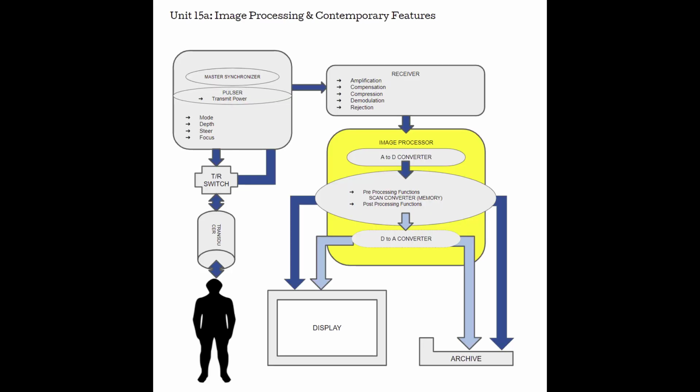In Unit 14, we learned that the image processor is home to the A to D and the D to A converters, as well as the scan converter. We also briefly covered the concepts of pre- and post-processing. Unit 15 has been split into 15A, where we're going to learn about the different image processing features and contemporary features, and 15B, in which we'll learn about image processing features and their effect on spatial, contrast, and temporal resolution for our fourth discussion on resolution.